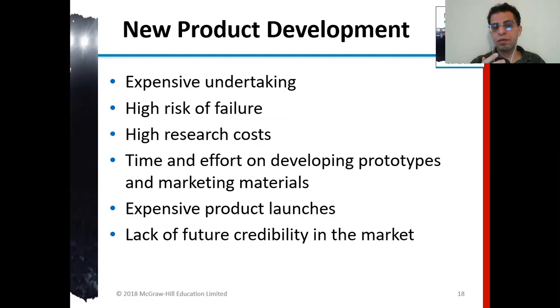New product development is really expensive to undertake. Lots of spending, lots of time, lots of effort. There is a high risk of failure because it's new and people don't understand how to work with it. It takes a high research cost. They recruited me because I had a good IT background and a good higher education background. So there was a lot of research. We had to do research in adoption, customization, localization, all these things.